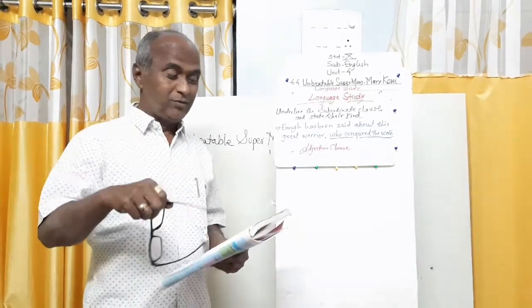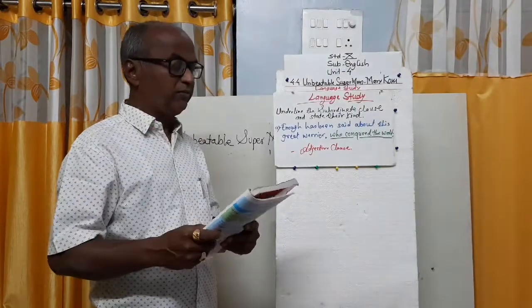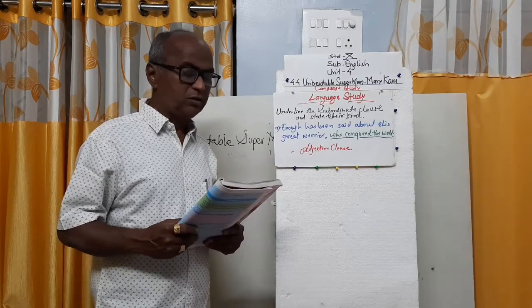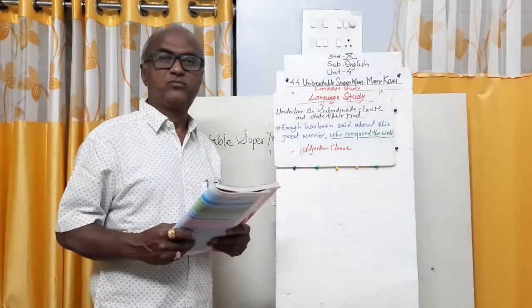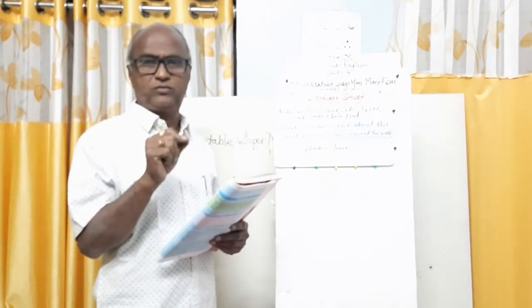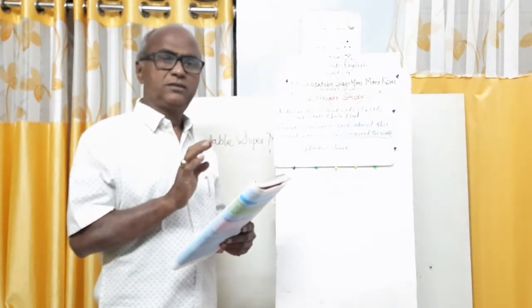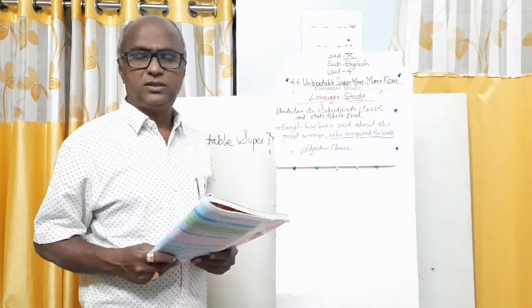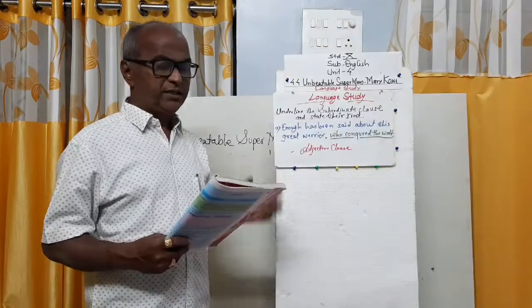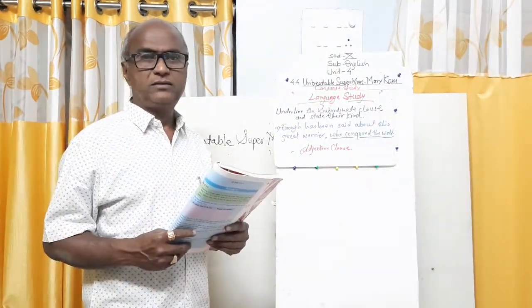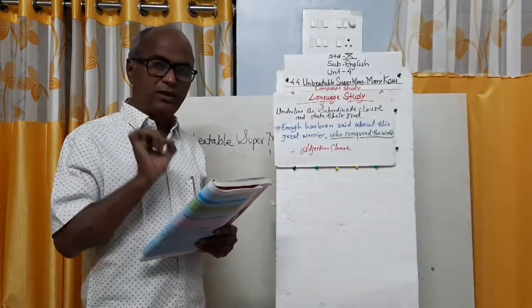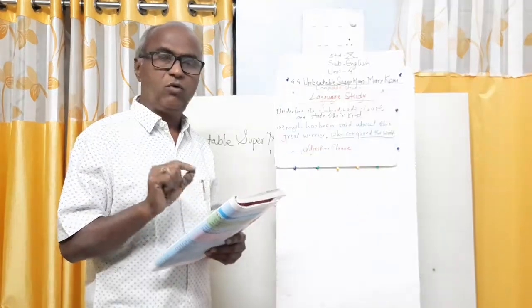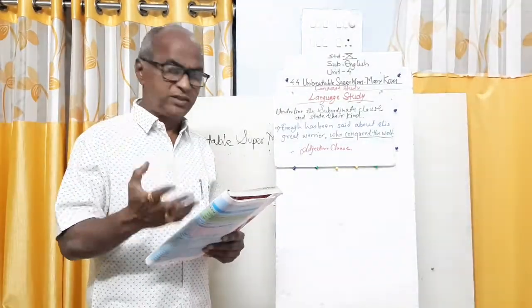Now, concentrate on page number 154, language study. First question: underline the subordinate clause and state their kind. Main clause and subordinate clause. We have seen it while learning clauses in the 6th standard, 7th standard till 9th, and in many videos in the 10th even. Some sentences are given, and we have to underline the subordinate clause and state what kind of subordinate clause it is.